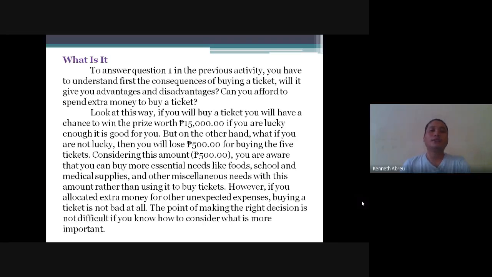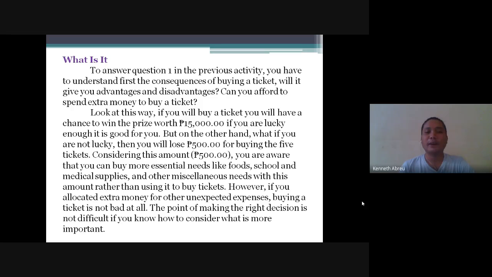Okay? Continuation. So to answer question 1 in the previous activity, you have to understand first the consequences of buying a ticket. Will it give you the advantage or disadvantages? Can you afford to spend extra money to buy a ticket? Look at this way. If you will buy a ticket, you have an extra chance to win the prize worth 15,000 pesos. If you are lucky enough, it is good for you. But on the other hand, what if you are not lucky?